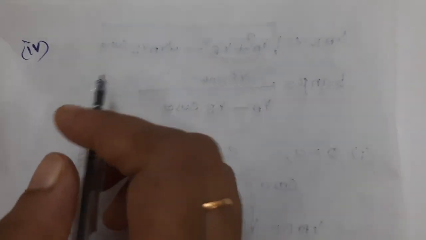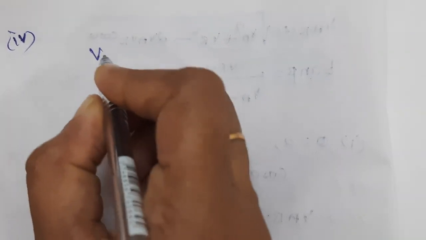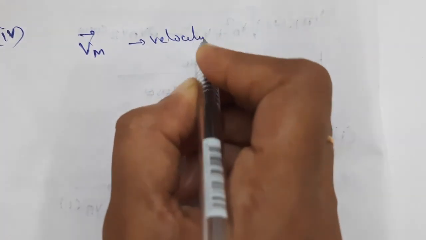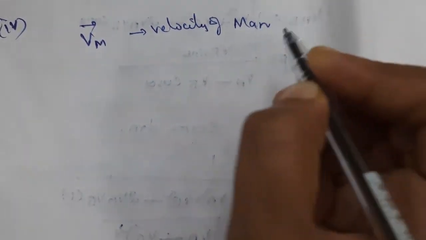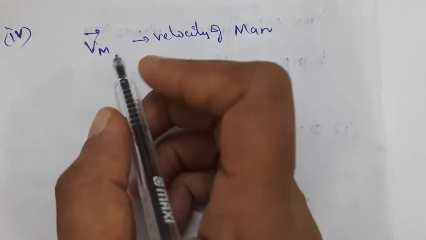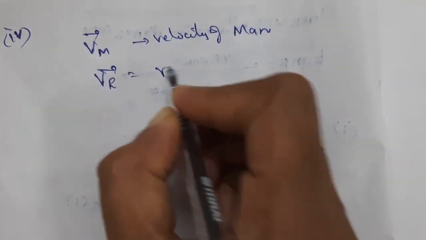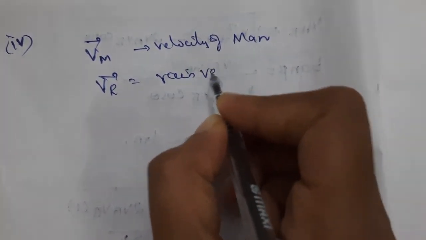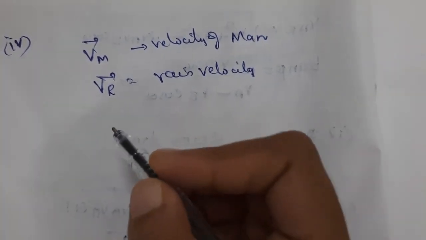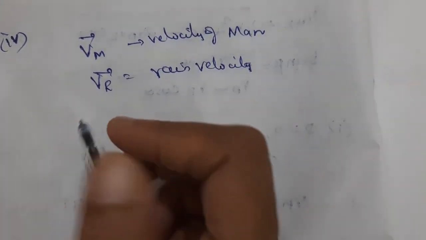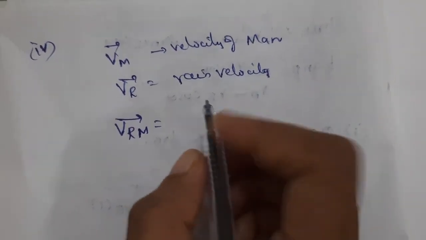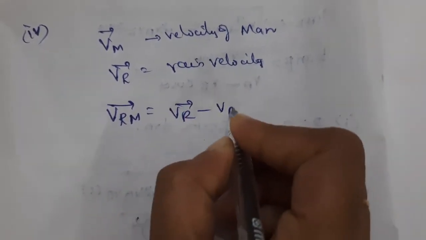Consider a person moving horizontally with velocity Vm. That is, Vm is the man velocity, the velocity of man. And we can consider the rainfall vertically with velocity Vr. So Vr be the rain velocity, velocity of the rain. An umbrella is held to avoid the rain. So what is the relative velocity of the rain with respect to person, rain with respect to man? That is Vr minus Vm.